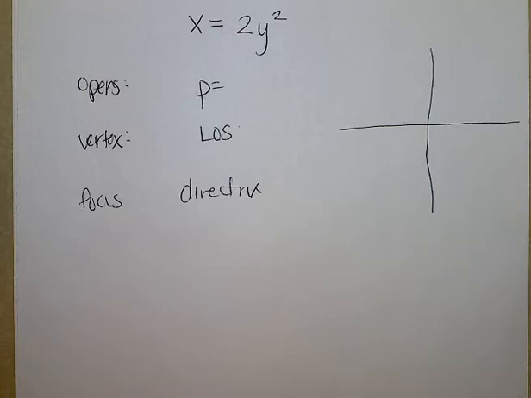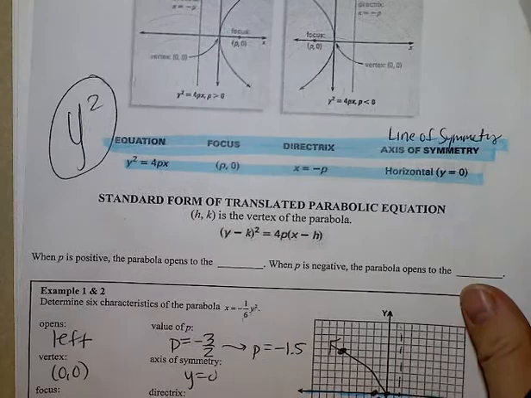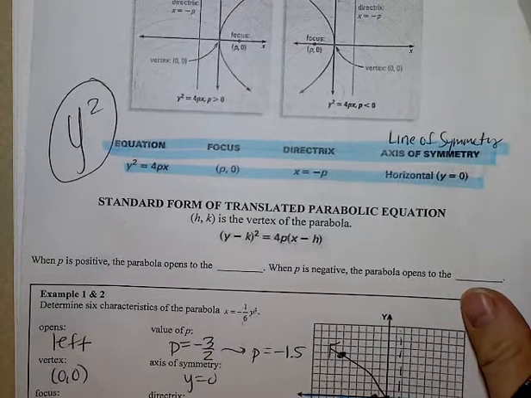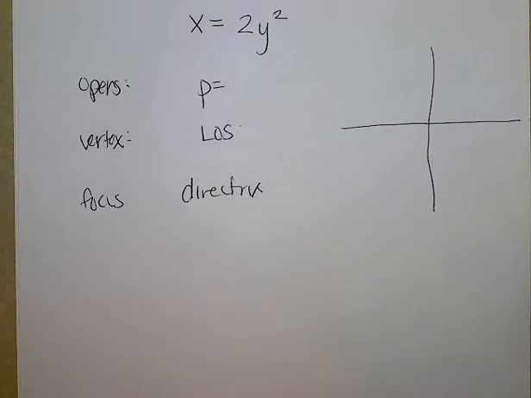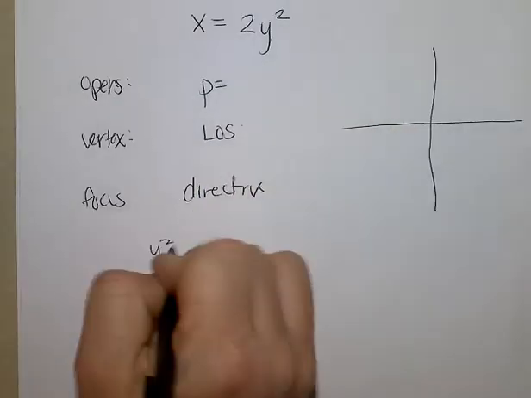Y squared problem. So the first thing I do is I find my notes that has y squared, and this is what I'm referring to. So I know it opens left or right. So I get to write down y squared equals 4px.